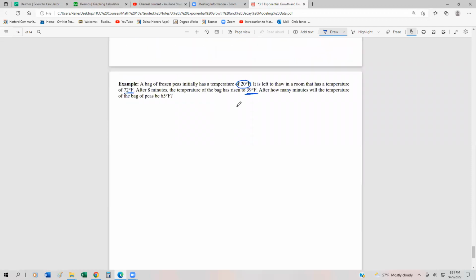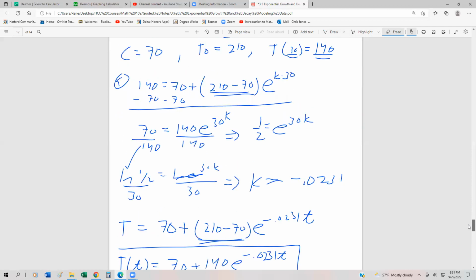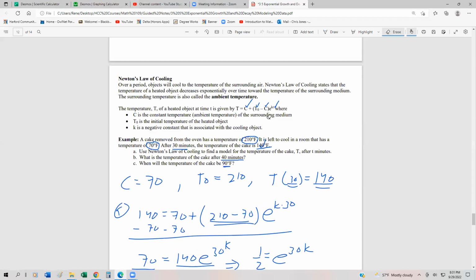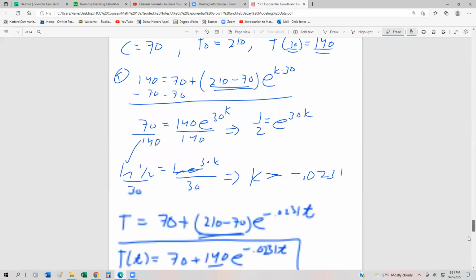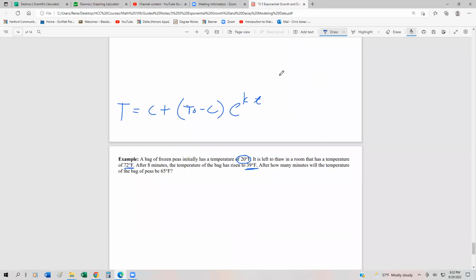So this is another problem where we have to go through and use our formula. Let me just write out the formula. T is equal to C plus, if we look back up at our formula, I forgot which symbols we used. We use T sub naught minus C, so that'll be T sub naught minus C times e to the kt. That's the formula we're going to use for this, our Newton's law of cooling. T sub 0 is going to be equal to 20, which is pretty easy to see. The ambient temperature, C, is going to be equal to 72.